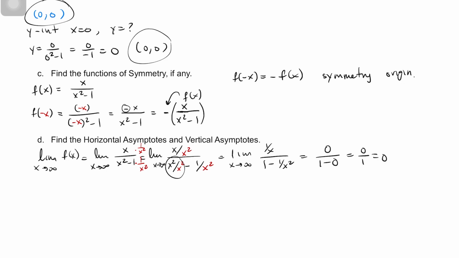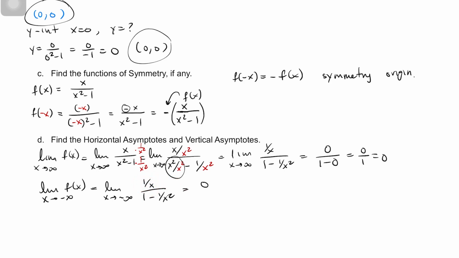With a similar argument, we're going to say that the limit of f of x as x goes to negative infinity is going to be the limit as x goes to negative infinity of 1 over x over 1 minus 1 over x squared. As x goes to negative infinity, this is going down to negative infinity. So this is going to be a 0, right? It's going to be a 0.